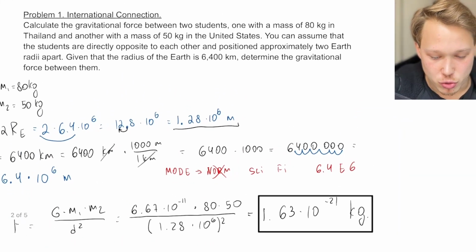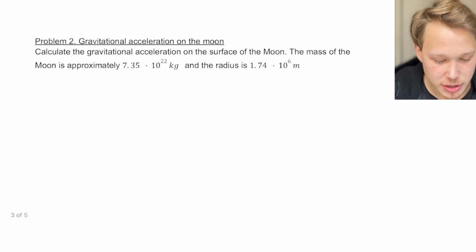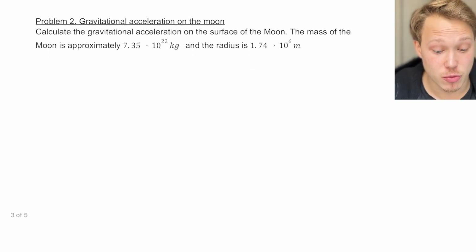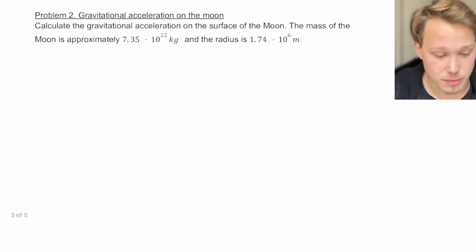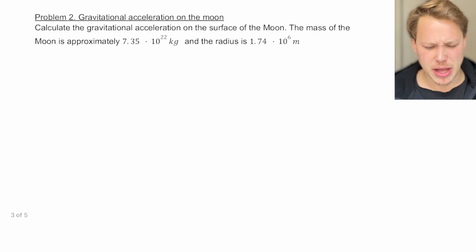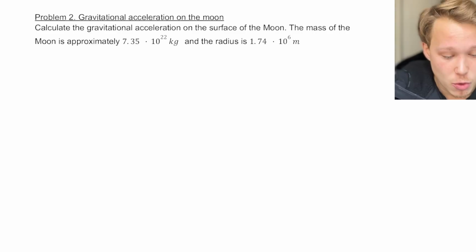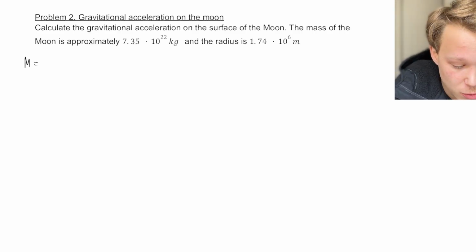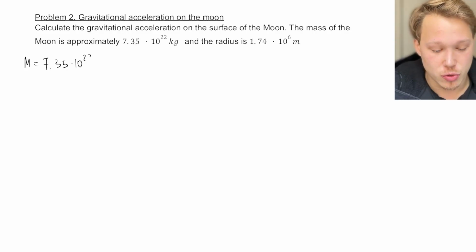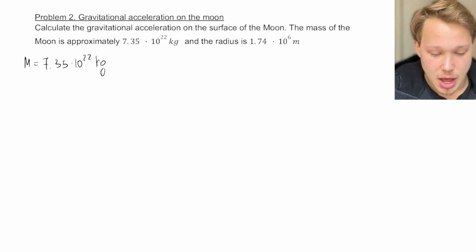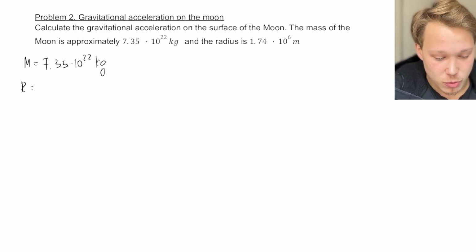So problem 2. We have to calculate the gravitational acceleration on the surface of the moon. Let's say you're part of planning a space mission, and you need to calculate what gravitational acceleration astronauts will experience on the moon. What you have is the mass of the moon, which is 7.35 times 10 to the 22 kilograms, and the radius of the moon, 1.74 times 10 to the 6 meters.